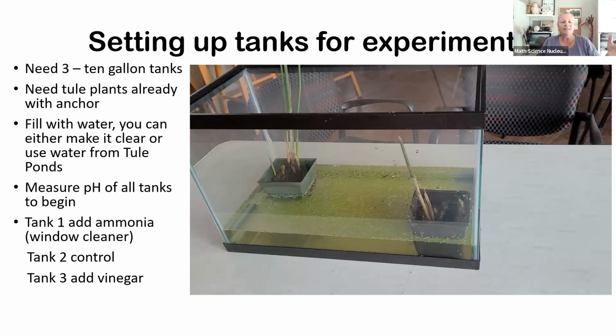One tank, you're going to be adding ammonia. You'll probably use ammonia like in a window cleaner. Not all window cleaners have ammonia. You don't ever want to use ammonia on your car windows. That messes them up. All right. And then we're going to add a third tank with a little bit of vinegar. Then we're going to start testing that pH and see what happens to it. Does it go up? Does it go down? Does it not change at all? And see if our tules can do anything about it.